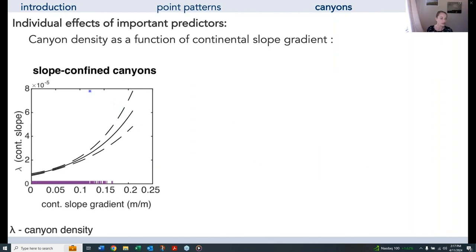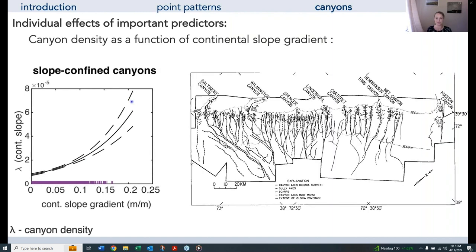And what we can do now is look at the actual relationship of canyon density, indicated by lambda here, in dependence of the continental slope gradient. And we can see the higher the continental slope gradient, the higher the canyon density. So this is where I wanted to get at in the first place, right? This is the actual quantitative relationship of canyon density along the world's continental margins in dependence of the continental slope gradient.